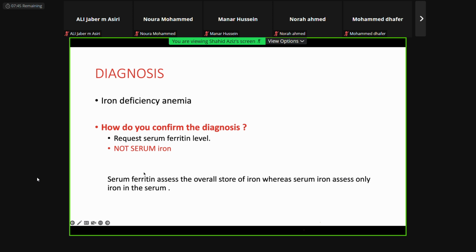Remember that. Serum ferritin assesses the overall store of iron in the body, including the blood and the tissues such as liver. But on the other hand, serum iron will assess only the amount of iron that is present in the serum, not in the body tissues. So the best answer is serum ferritin.